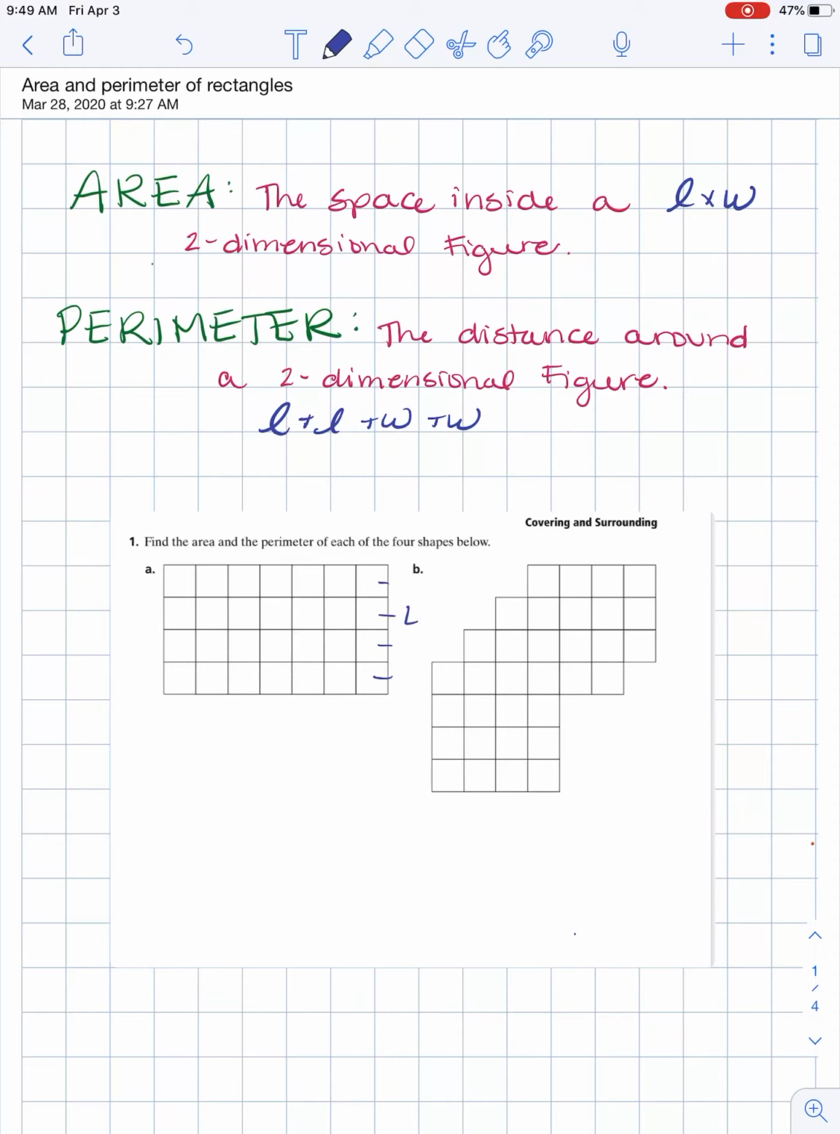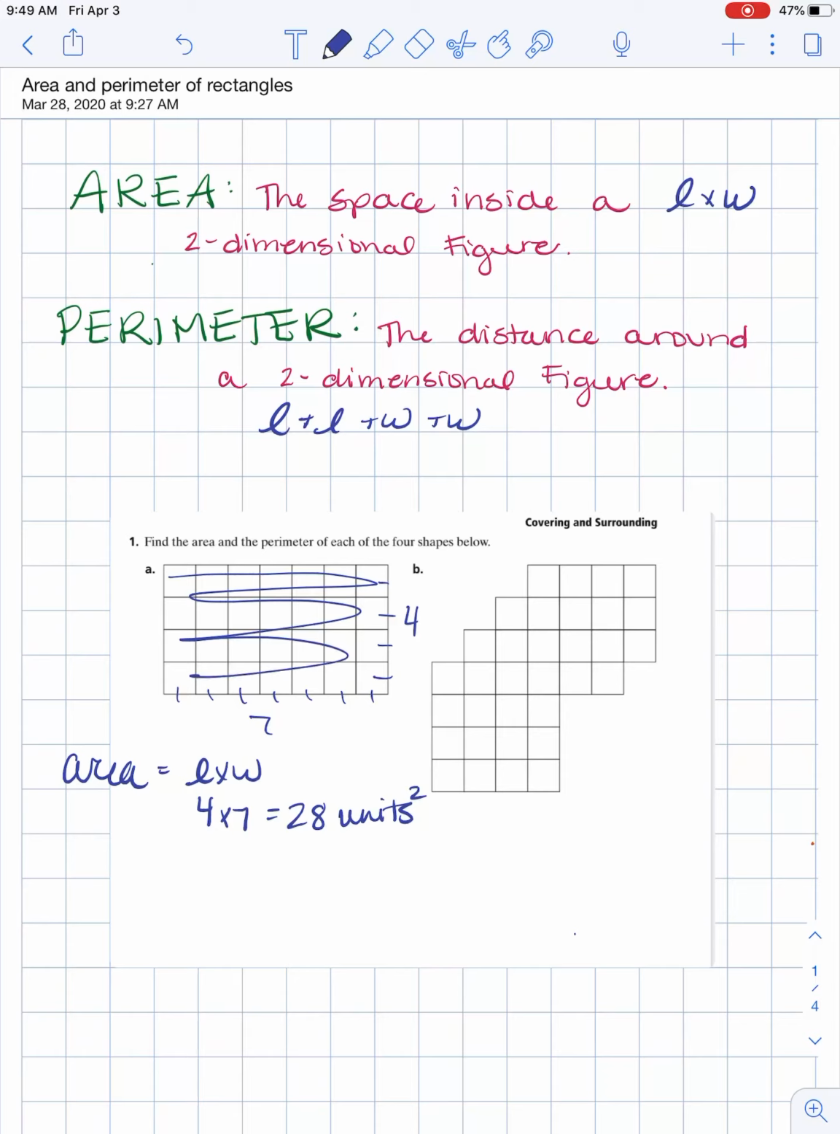1, 2, 3, 4. This is 4 units by 1, 2, 3, 4, 5, 6, 7. It's 4 units by 7 units. So to find our area, right, we're going to do length times width. So we're going to do 4 times 7, which is 28 units squared, or square units, right? So that is all of this inside. And you could go ahead and count those squares, right? 1, 2, 3, 4. So 4, 8, 12, 16, 20, 24, 28. Sure enough, there are 28 inside.